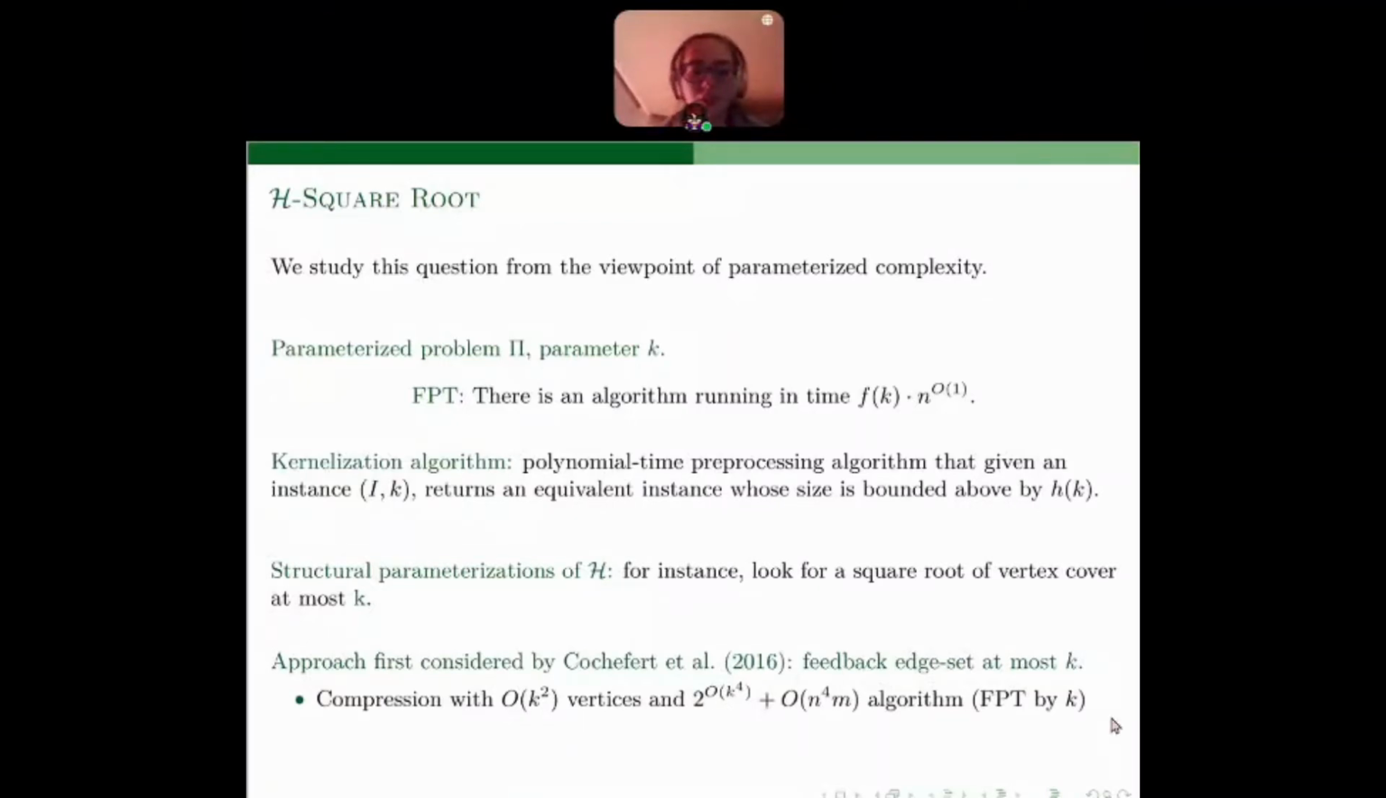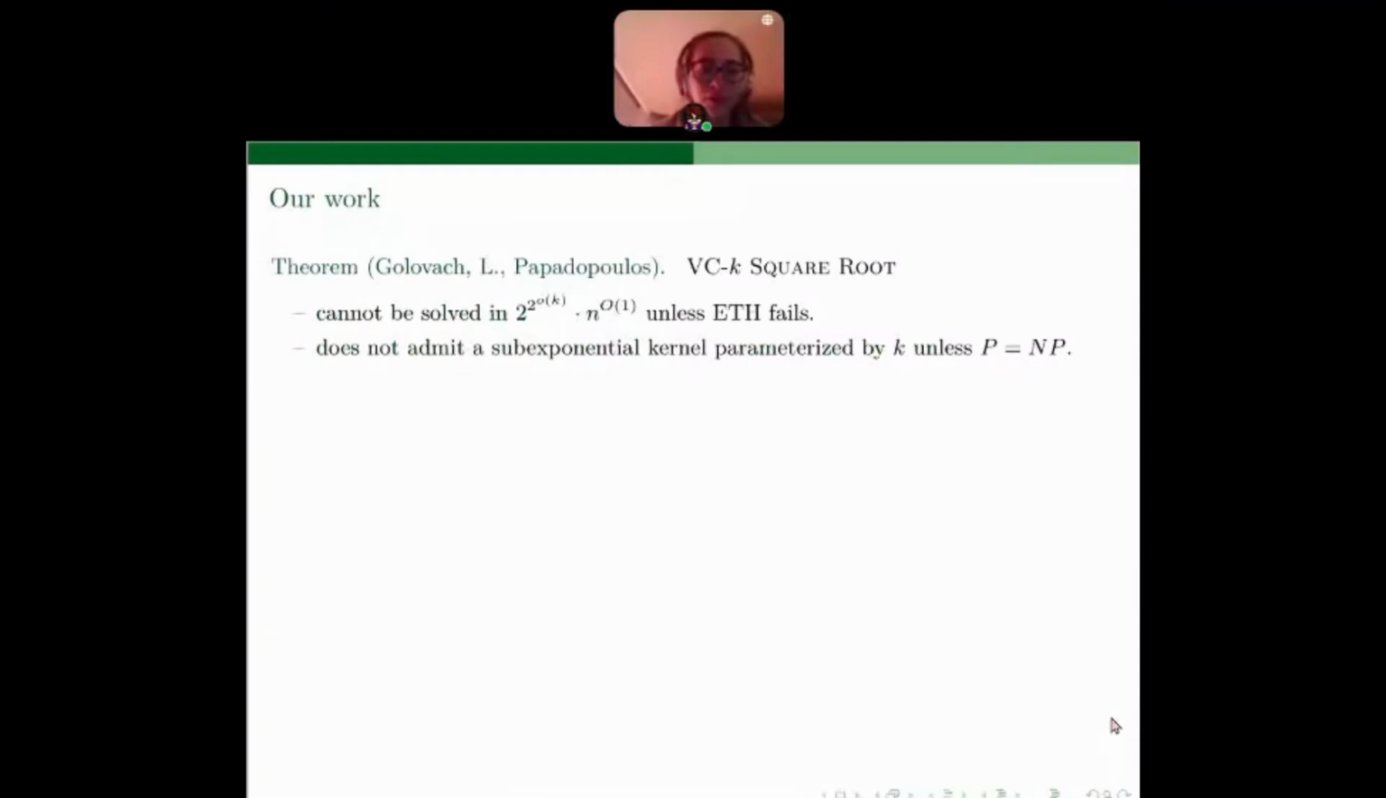Then we started looking at what happens if we consider vertex deletions instead of edge deletions. And already the first result we got is that if we look for a square root of vertex cover at most K, under standard complexity assumptions, this problem cannot be solved in less than double exponential time, and also it does not admit a sub-exponential kernel parameterized by K. So this already shows that this problem will be harder than the edge deletion version.